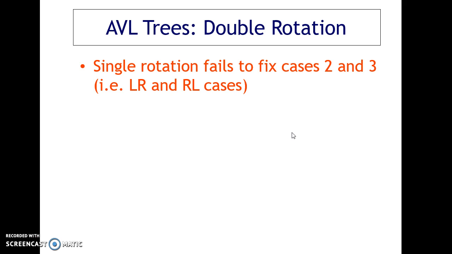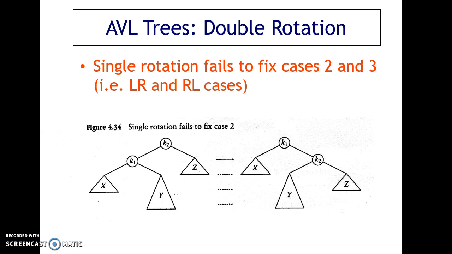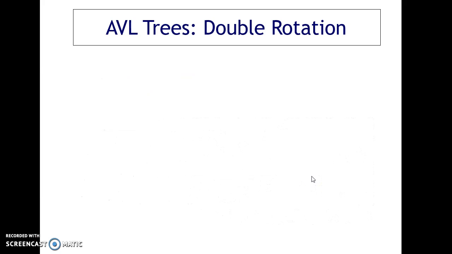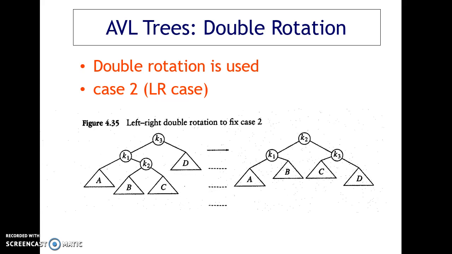Next, single rotation fails to fix case 2 and case 3, that is the LR and RL cases. Hence we are required to do a double rotation. This shows single rotation failing to fix case 2. Suppose I am inserting a new node here, Y is the new node. This is an insertion into the left subtree of the right child. Suppose I perform a single rotation here. This is not a balanced one, so it fails. Hence double rotation is used for case 2 and case 3.